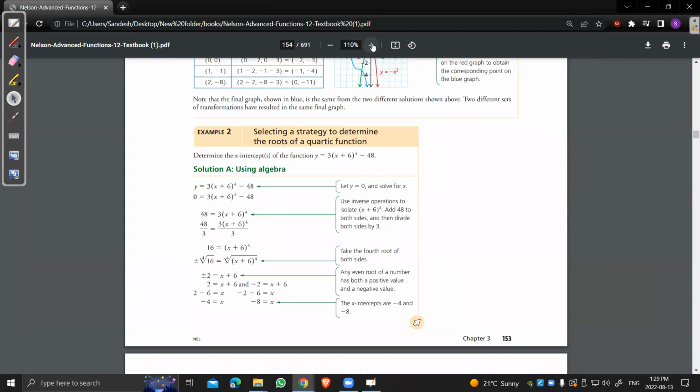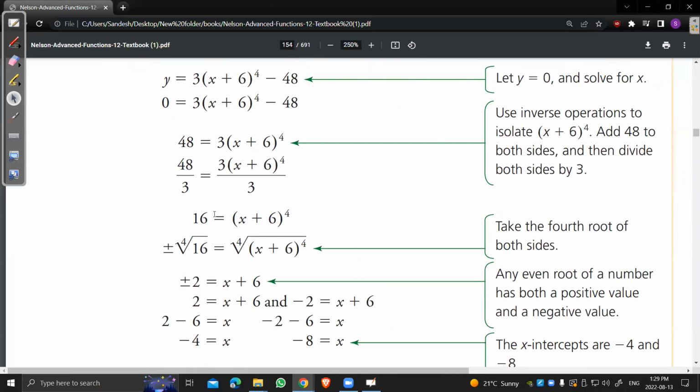So yeah, let's look at the way they did it, which is very similar to what we did. The fourth root of 16 is plus and minus 2, which means either 2 equals x plus 6, and then the minus sign becomes negative 2 equals x plus 6.